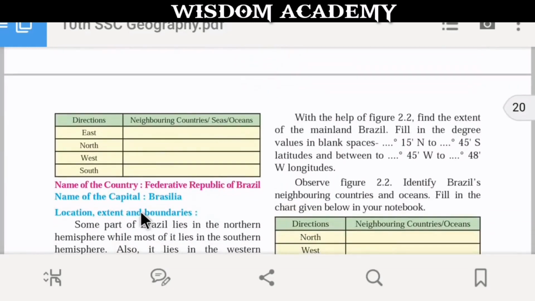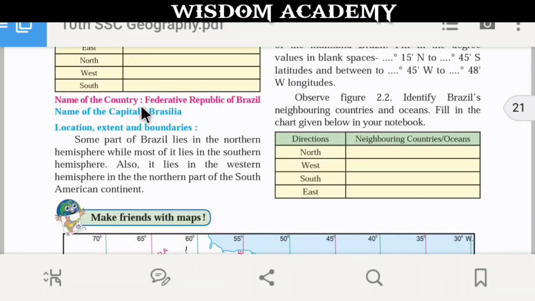So now we will talk about Brazil. So name the country. The name of the country is Federative Republic of Brazil. So federative means Brazil के अंदर बहुत सारे states है. सब states को मिलके country बनाया. So that is federation or federative.